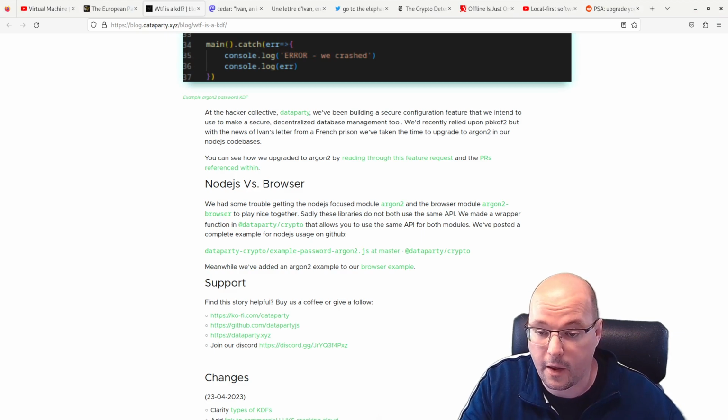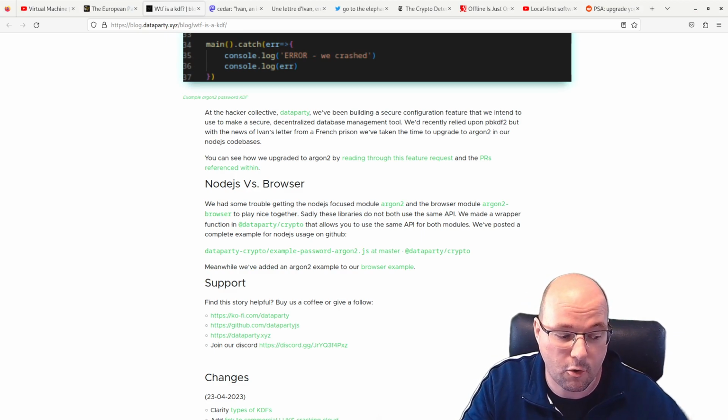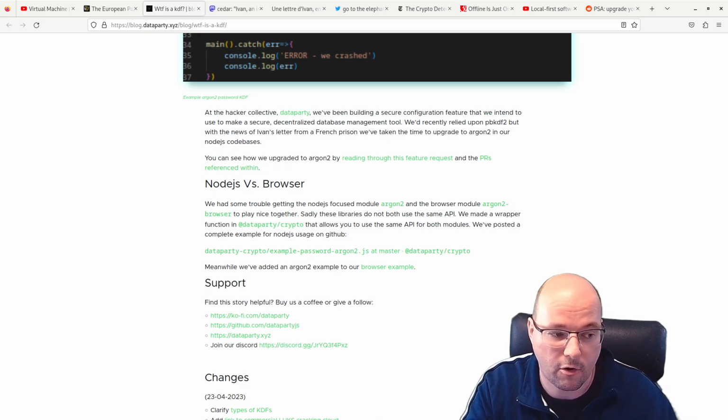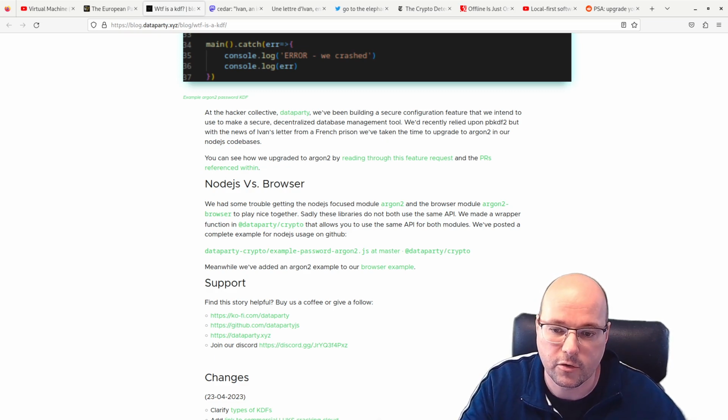Me personally, I'm using scrypt for various projects. It's also memory hard, so you also need memory, and it's also difficult to compute on a GPU. So there are also alternatives to Argon2.